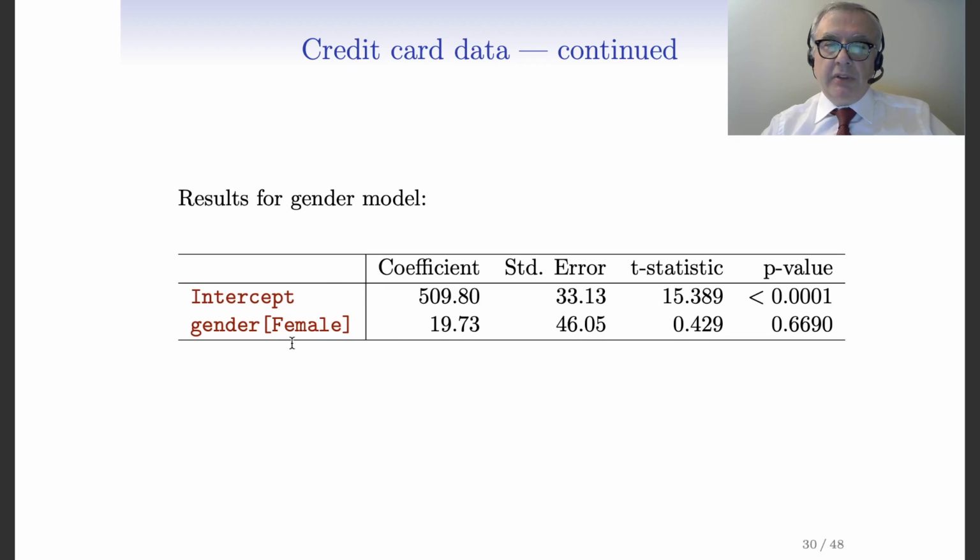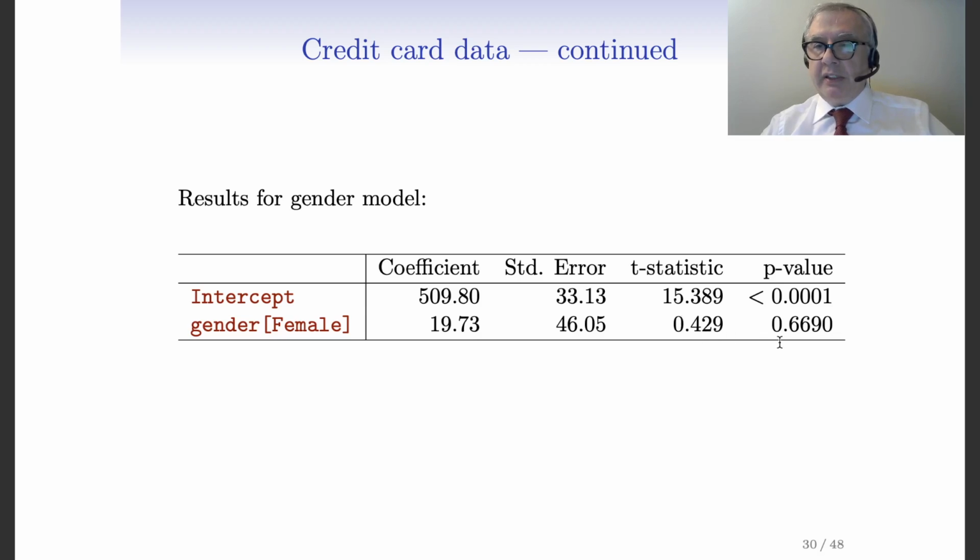And what about gender? Now we see that the coefficient is 19 and the standard error is even greater than the coefficient. So the rule of thumb that the absolute value of the coefficient should be at least twice the standard error is violated here, okay? And you can see this also from the t-statistic. So the t-statistic is 0.4, which is not good.